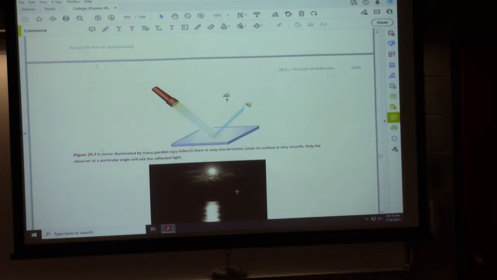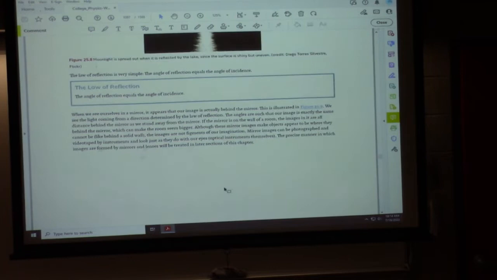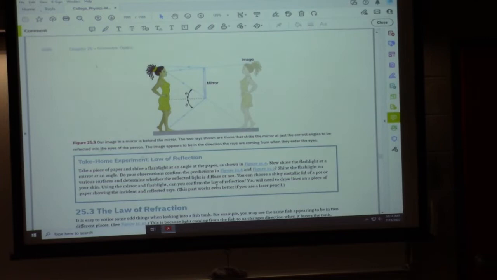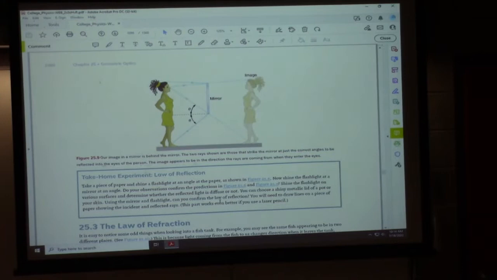There's the surface of a lake or an ocean or something here, kind of showing the same thing. But this will give us a chance then to talk about our first application, and that is just what we call a regular flat mirror. A nice piece of glass that reflects really nice. It obeys the law of reflection.